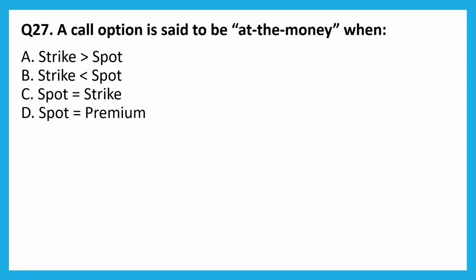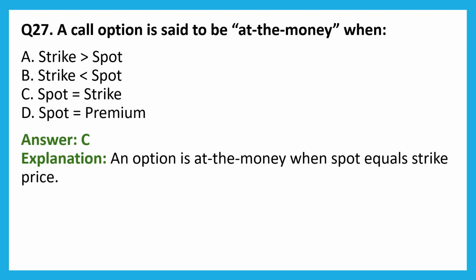Next question. A call option is said to be at the money when option A, strike greater than spot. Option B, strike less than spot. Option C, spot equal to strike. And option D, spot equal to premium. Correct answer is spot equal to strike. So correct answer is option C. An option is at the money when spot equals strike price.